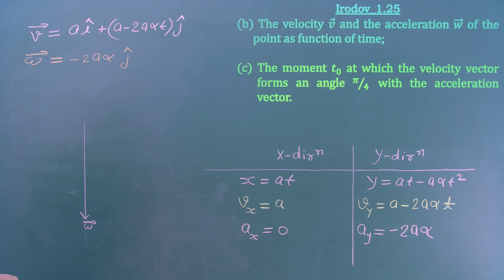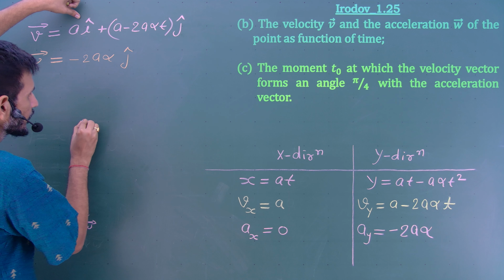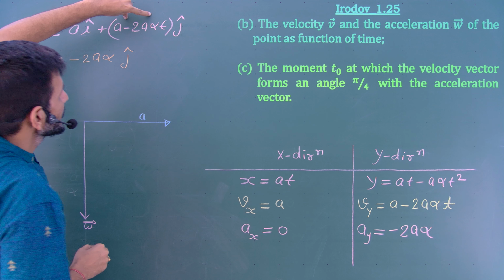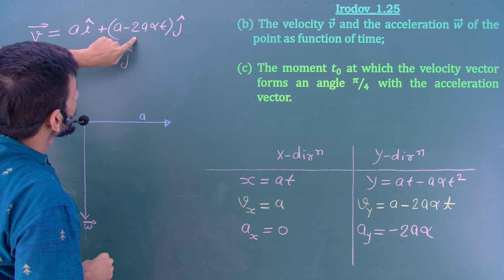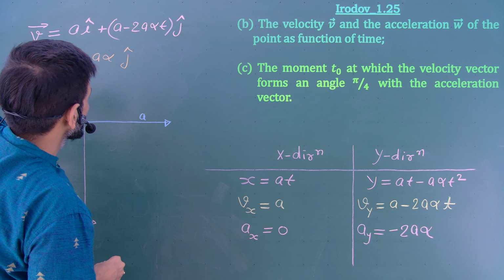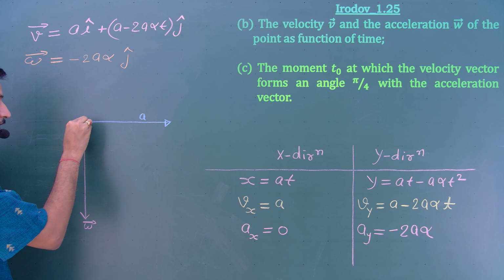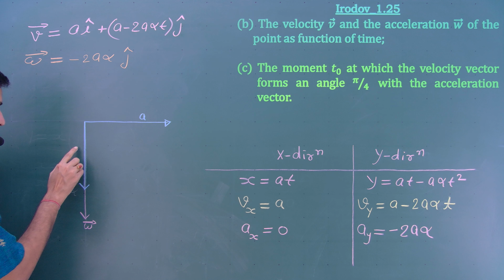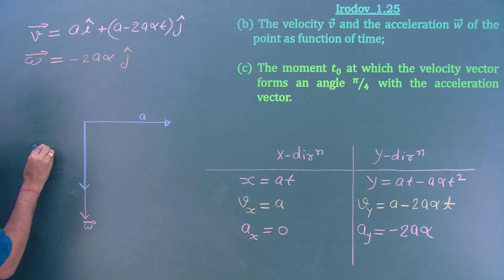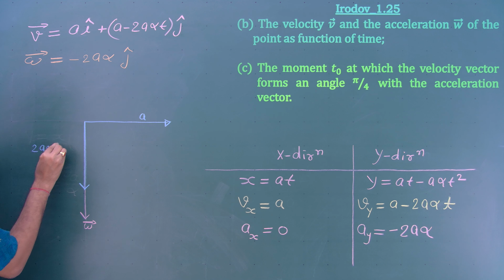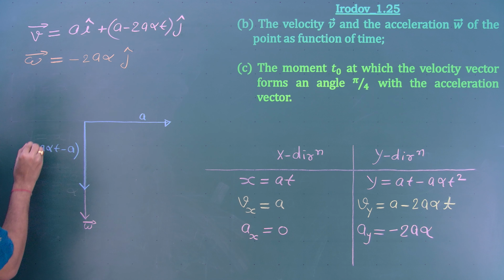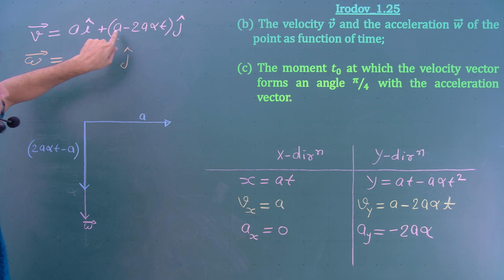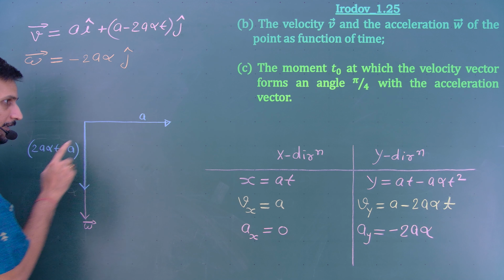Now what is the velocity vector? The x component of velocity is this, a, and the y component is this. Now I write this vector as a minus 2a alpha t. So there is a component of velocity in the minus y direction. So this is the y component and this length is 2a alpha t minus a. This is a positive number. So this is the y part, this is the x part.